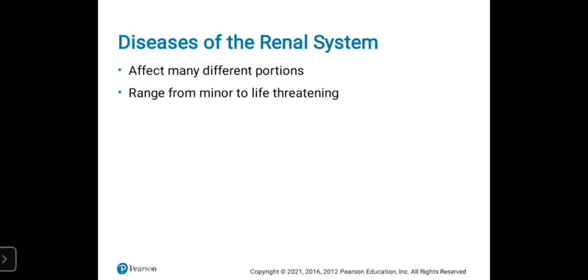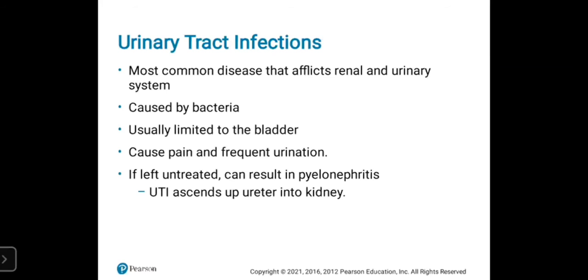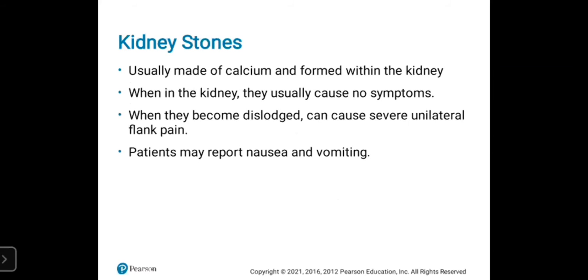Diseases of the renal system affect many different portions and range from minor to life-threatening. UTIs are the most common disease that afflicts the renal and urinary system. Caused by bacteria and usually limited to the bladder, they cause pain and frequent urination. If left untreated, a UTI can ascend up the ureter and into the kidney, resulting in pyelonephritis. So basically, you're getting an infection of the kidney.